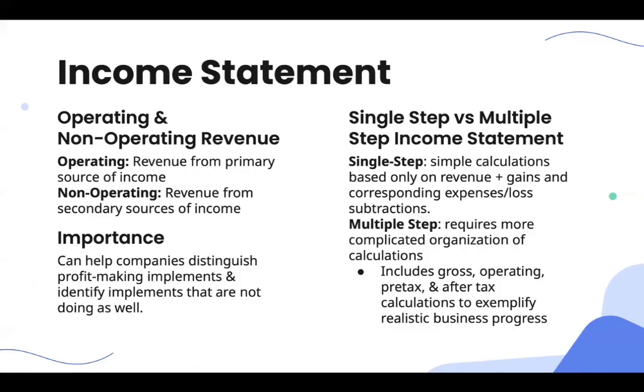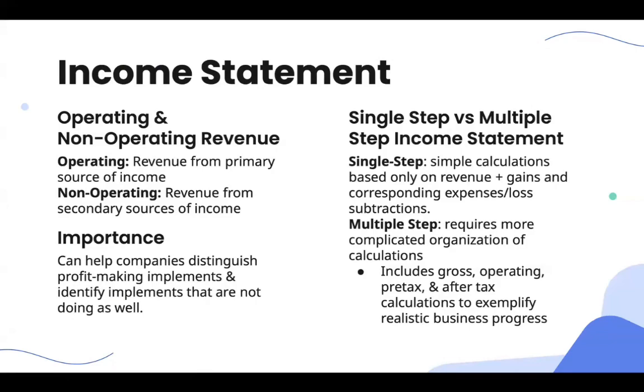There are two main types: single step and multi step. A single step income statement is pretty straightforward. It adds up the total revenue and gains and subtracts the total expenses and losses. This simple calculation provides a quick view of a company's profitability. However, it does not offer a detailed breakdown of multiple types of expenses or revenue. A multiple step income statement, on the other hand, takes a more complex approach.